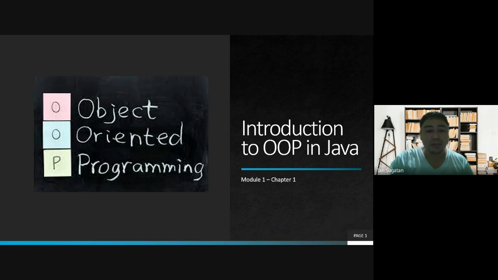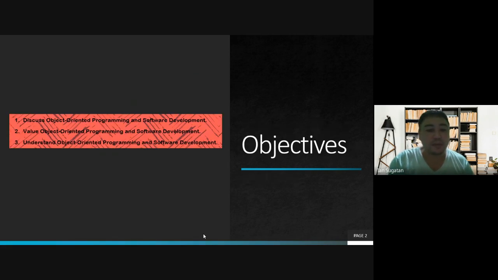So we are now on Module 1 and Chapter 1 of our subject, and it is entitled Introduction to Object-Oriented Programming in Java. So first things first, this evening, our objectives are as follows. Number 1, we are going to discuss object-oriented programming and software development. We're going to value object-oriented programming and software development, and understand object-oriented programming and software development.